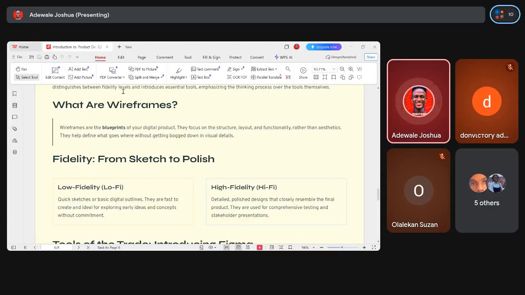So, wireframing tools, let me see. We have the likes of Balsamiq, even Figma itself does it. But let me see if Balsamiq will be fine, so I can show us what wireframing looks like. So it's more like the connections between different screens.